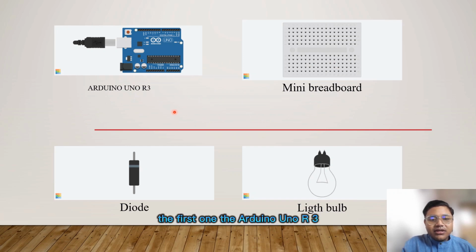The first one, the Arduino Uno R3. The function of Arduino Uno R3 is to act as a microcontroller board which is used to create interactive objects that can take input from switch and sensors to control physical outputs like lights, motor, or actuators. The next one is mini breadboard.